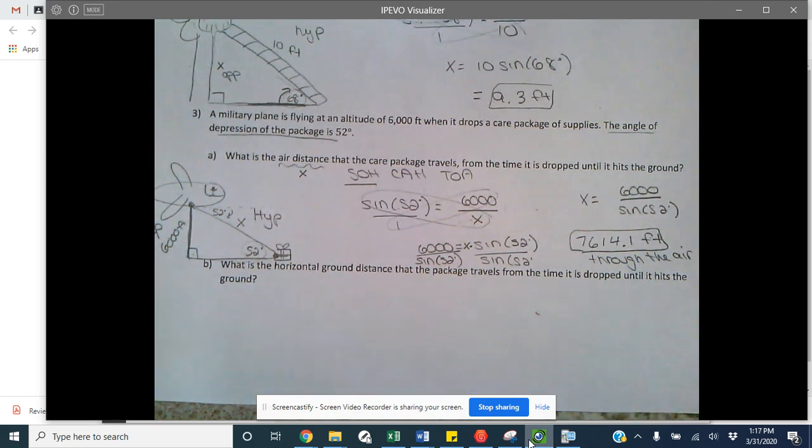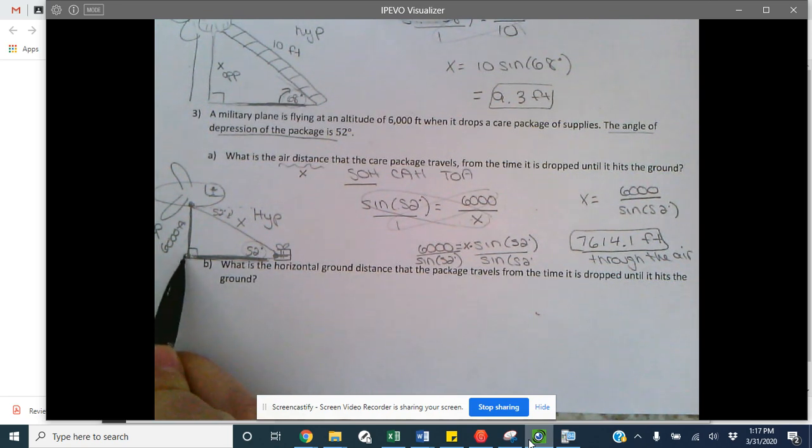All right. Well, the next question is asking us, what is the horizontal ground distance that that package traveled? So basically, what would that look like for a displacement from the time that they dropped it to the end point? How far along the ground did it technically travel? So I'm just going to redraw my triangle with the given information. So I still have 6,000 here. I have 52 here. So that was the given information.